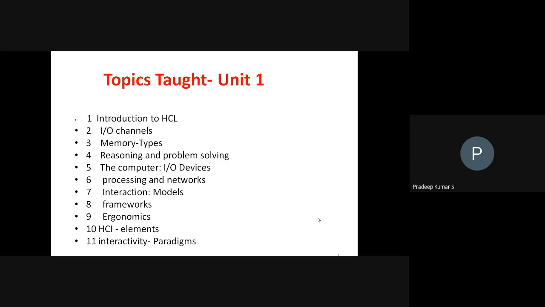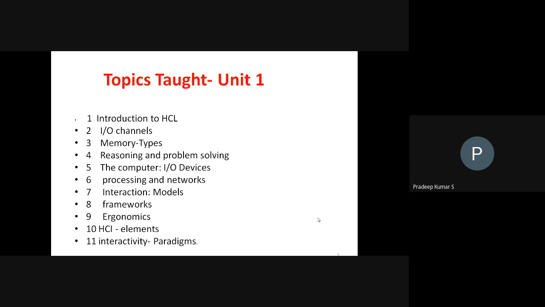In the interaction models, we discussed the models of interaction, various modes of interaction. Later on we went to the framework, that means the arrangement of designing. We discussed especially how the user can know what scenario is going on, what is the thing going on. The user must compulsorily come to know. We have discussed the framework.